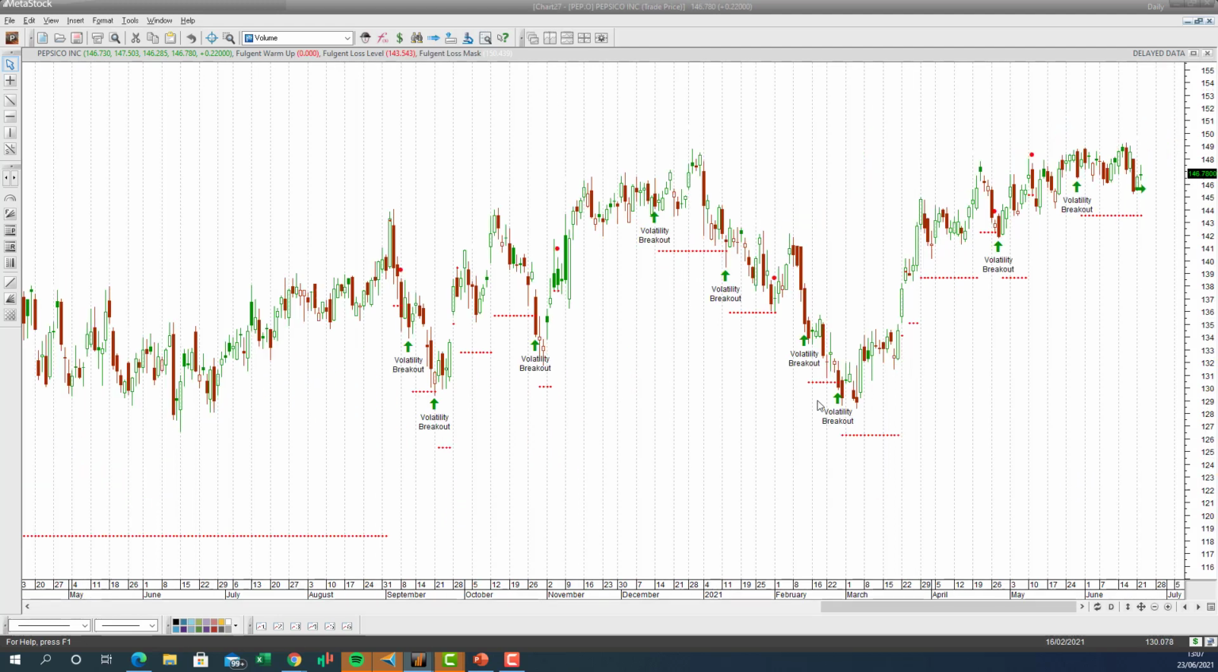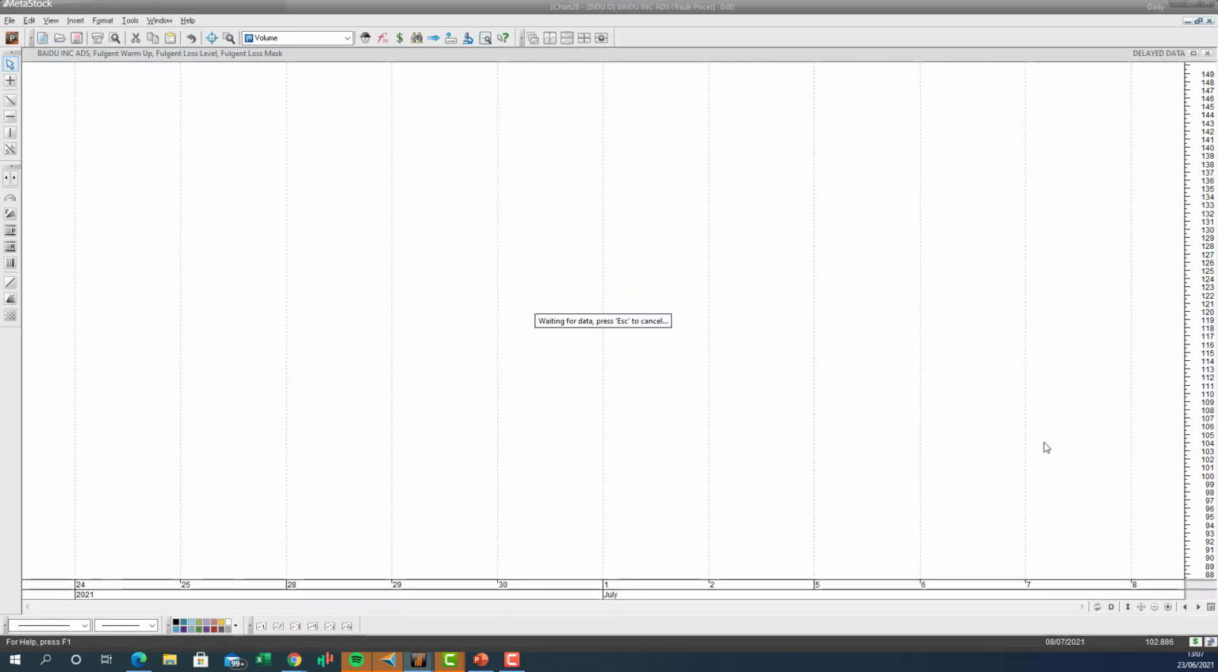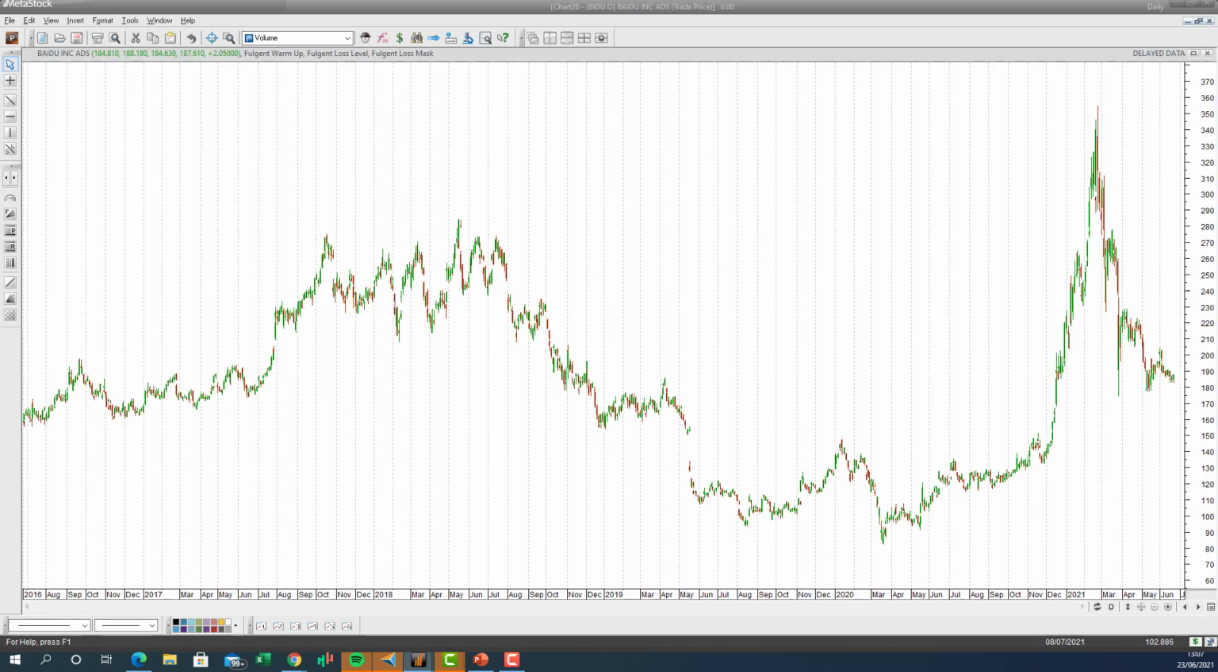There we go. Volatility breakout. Yeah, just look at these AI generated signals. So quite a lot of profitable trades in this one. Baidu, the ADR one, which is a blast from the past, 61 days into a trade there.